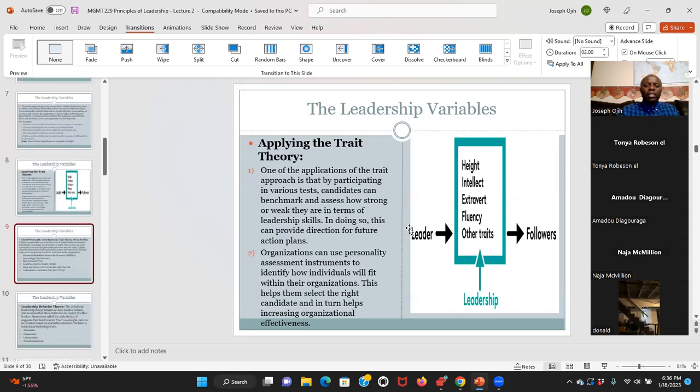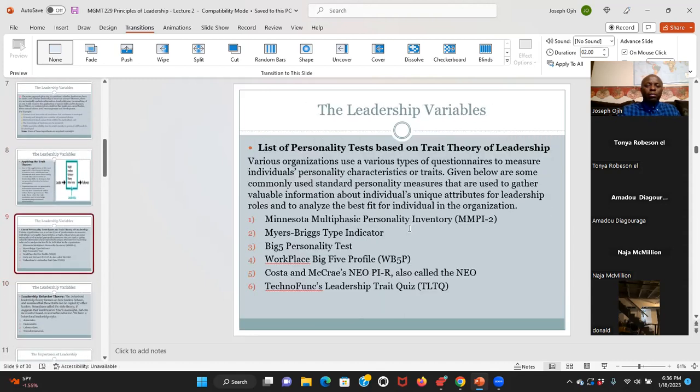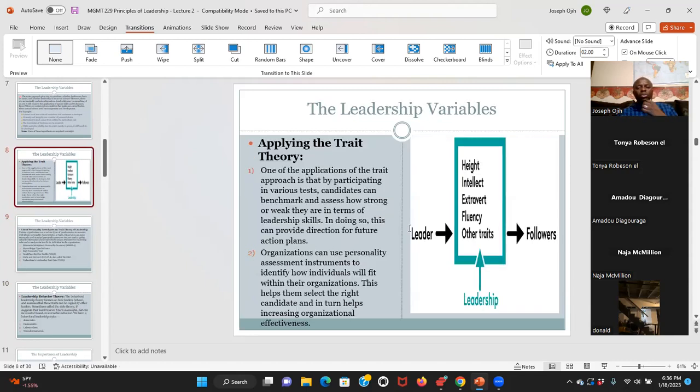So, applying this leadership trait theory, the list of personality tests, we can apply it. One of the ways we can apply it is that many companies can use it in the form of a personality assessment instrument to identify how individuals will fit within the organization. This normally happens during, I would say, the hiring process.